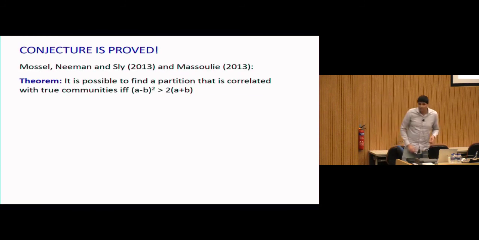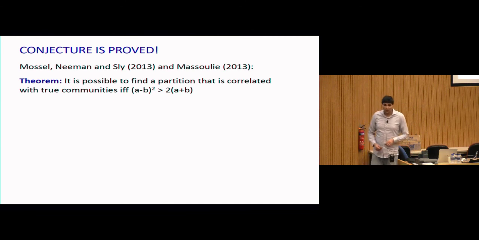But the really amazing thing is that this conjecture turned out to be true, as many of the conjectures in statistical physics often turn out to be. So Mossel, Neeman, and Sly, and Massoulié independently proved that it's possible to find a partition that's correlated with the true community structure if and only if (a - b)² is larger than 2(a + b).